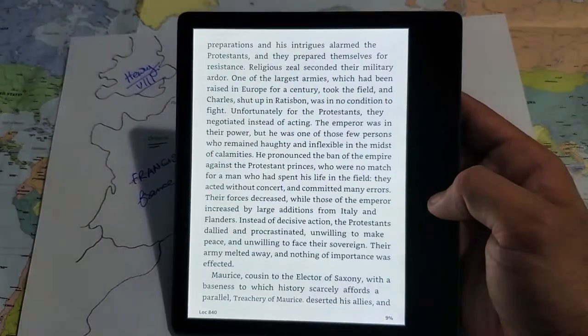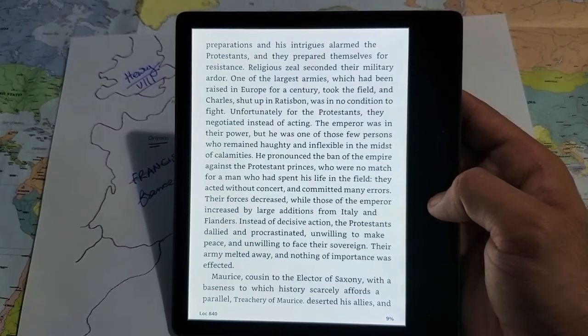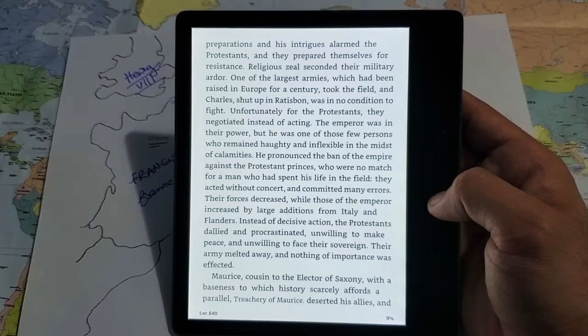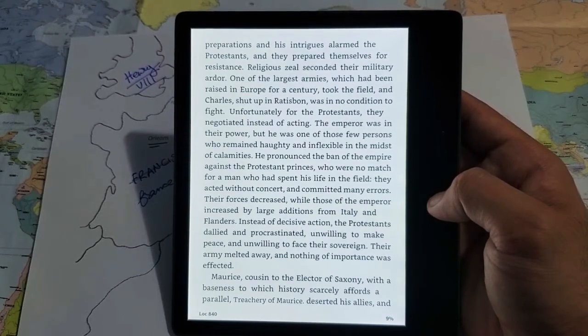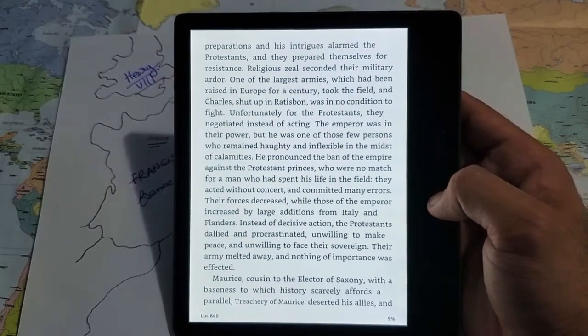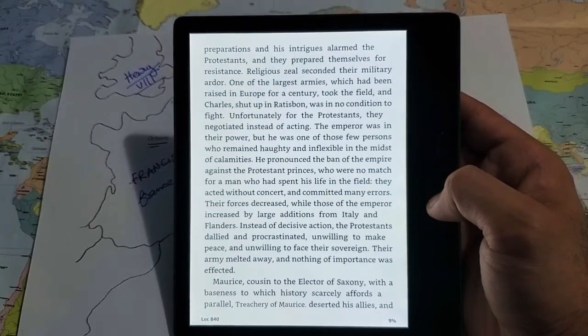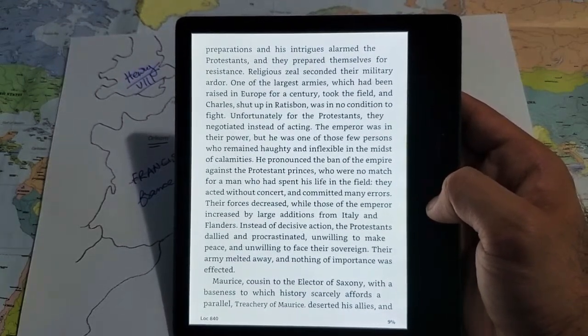His military preparations and his intrigues alarmed the Protestants, and they prepared themselves for a resistance. Religious zeal seconded their military ardor. One of the largest armies which had been raised in Europe for a century took the field, and Charles, shut up in Ratisbon, was in no condition to fight. So they almost had the emperor cornered. Unfortunately for the Protestants, they negotiated instead of acting.